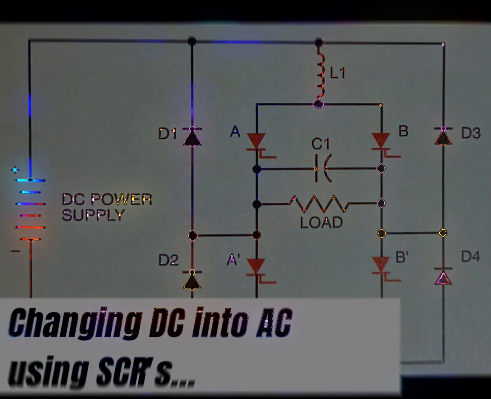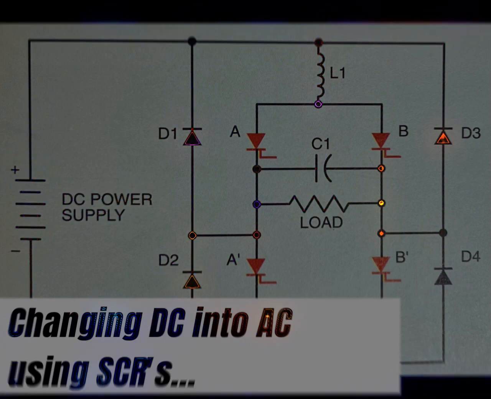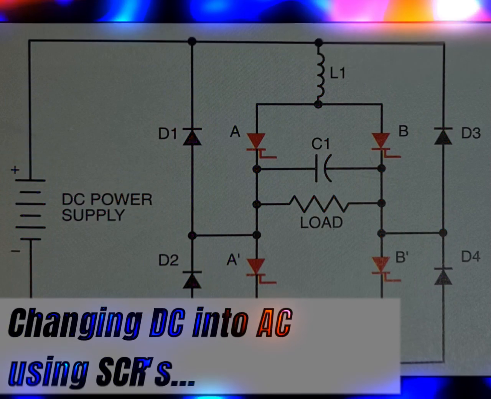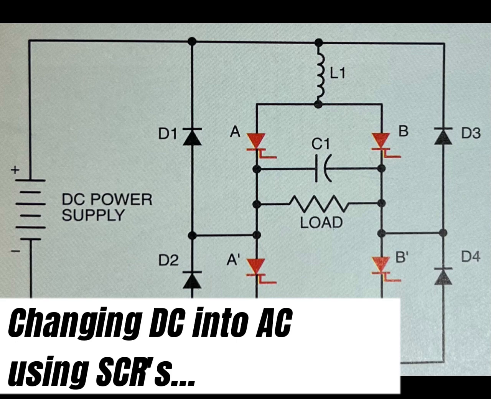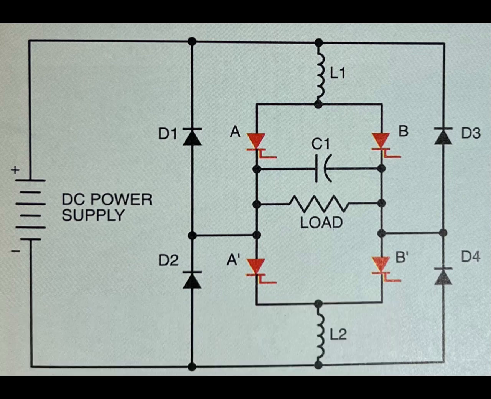Inductors L1 and L2 are used for filtering and wave shaping. Diode 1 through diode 4 are clamping diodes and are used to prevent the output voltage from becoming excessive. Capacitor C1 is used to turn the set of SCRs off when the other set is gated on.